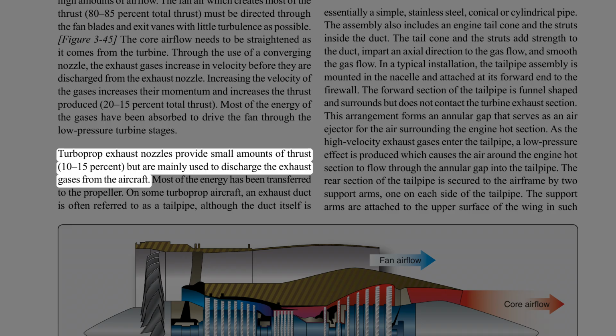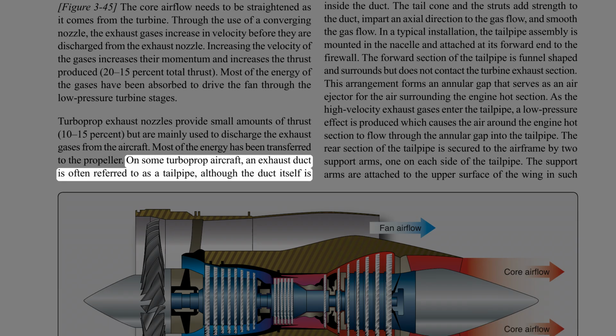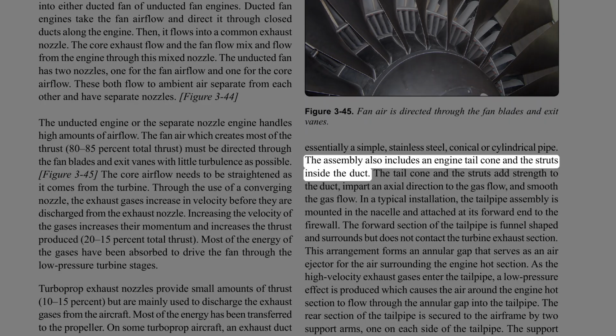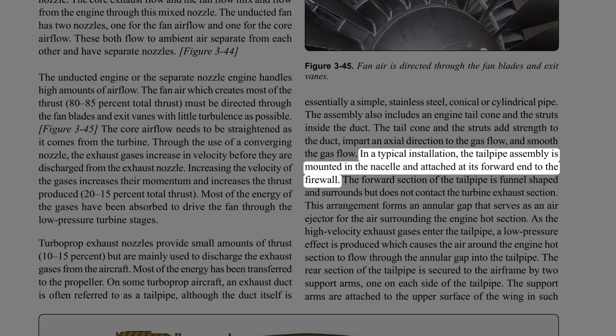Turboprop exhaust nozzles provide small amounts of thrust, 10–15%, but are mainly used to discharge the exhaust gases from the aircraft. Most of the energy has been transferred to the propeller. On some turboprop aircraft, an exhaust duct is often referred to as a tailpipe, although the duct itself is essentially a simple, stainless steel, conical or cylindrical pipe. The assembly also includes an engine tail cone and the struts inside the duct. The tail cone and the struts add strength to the duct, impart an axial direction to the gas flow, and smooth the gas flow. In a typical installation, the tailpipe assembly is mounted in the nacelle and attached at its forward end to the firewall.